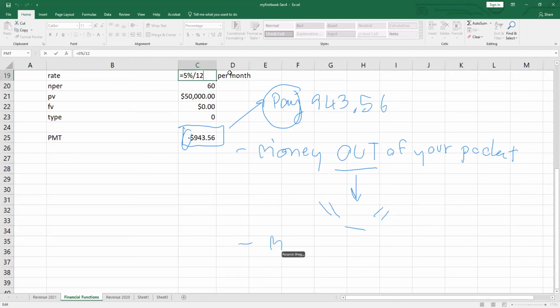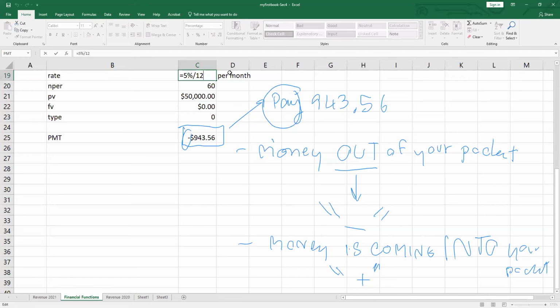If the money is coming into your pocket, we use a positive amount. This applies to PMT, PV and FV, anything that is an amount of money in our calculation.